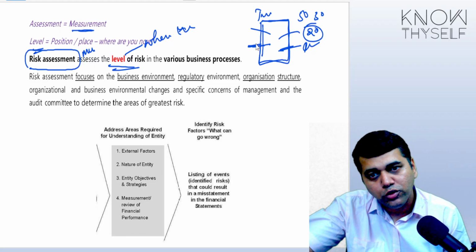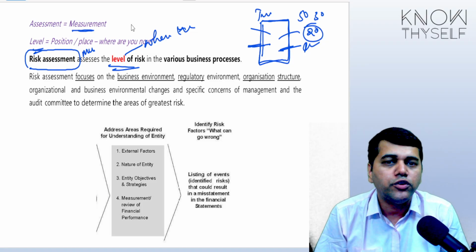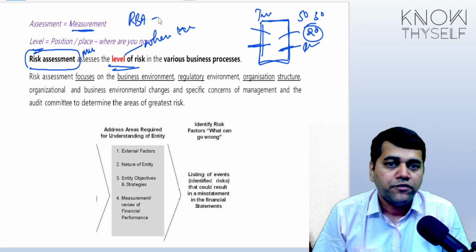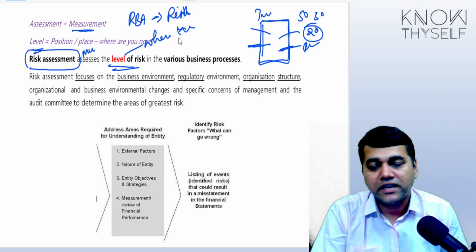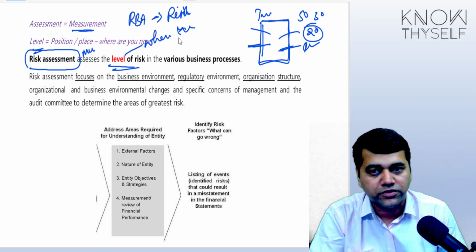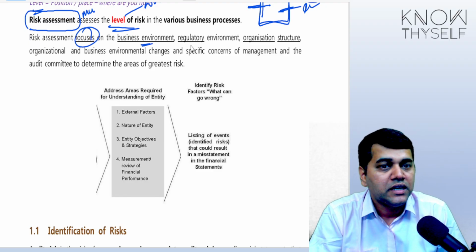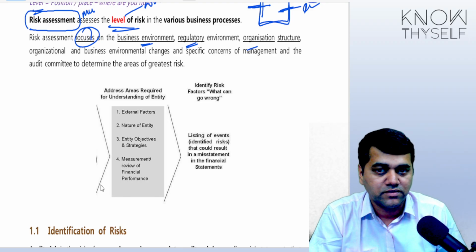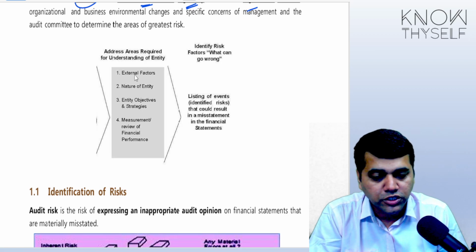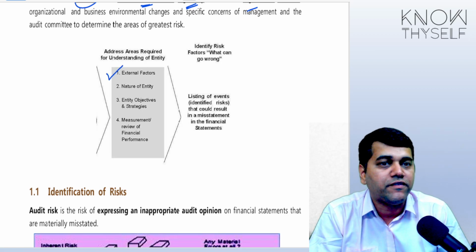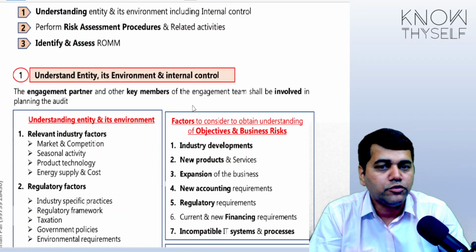Similarly, what you have been doing in audit previously is a different style of audit. Leave it. Today we are going to learn a new concept called risk-based audit, where you start assessing the risk, try to figure out that risk and develop your response. So risk assessment focuses on the business environment, regulatory and organization structures. What all areas need to be understood? First, you need to understand external factors. I will take you back to SA 315. What is it that you need to understand?